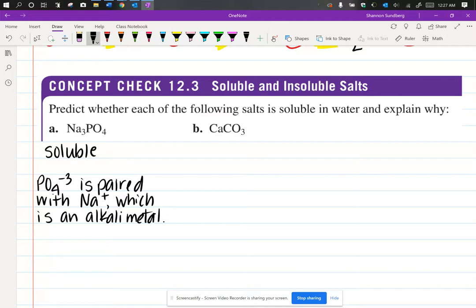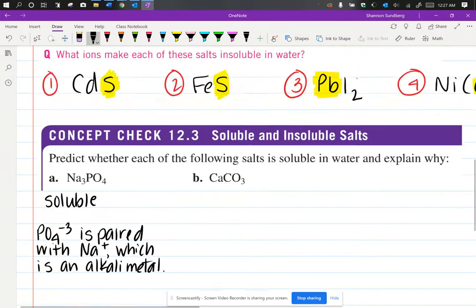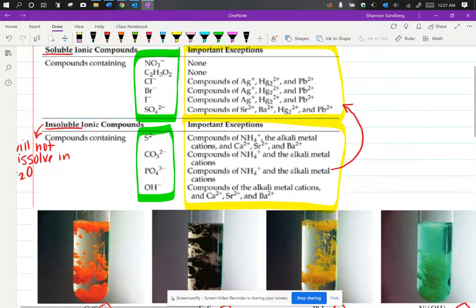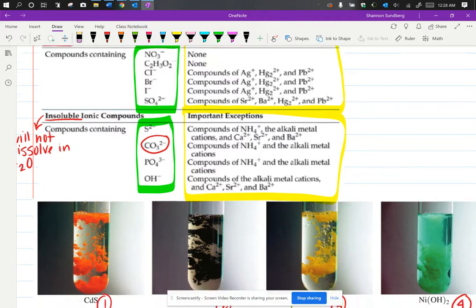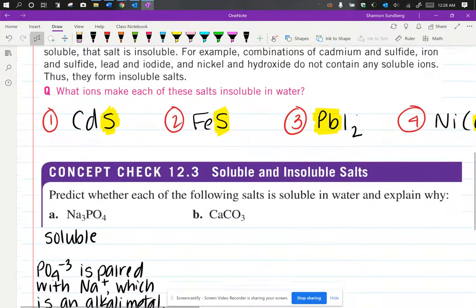Okay, let's look at the second one here. CaCO3, calcium carbonate. Well, find carbonate. There it is. Okay, normally carbonate is insoluble. It will not dissolve in water unless it's paired up with NH4 and the alkali metal cations. Well, who are we working with here? CaCO3.